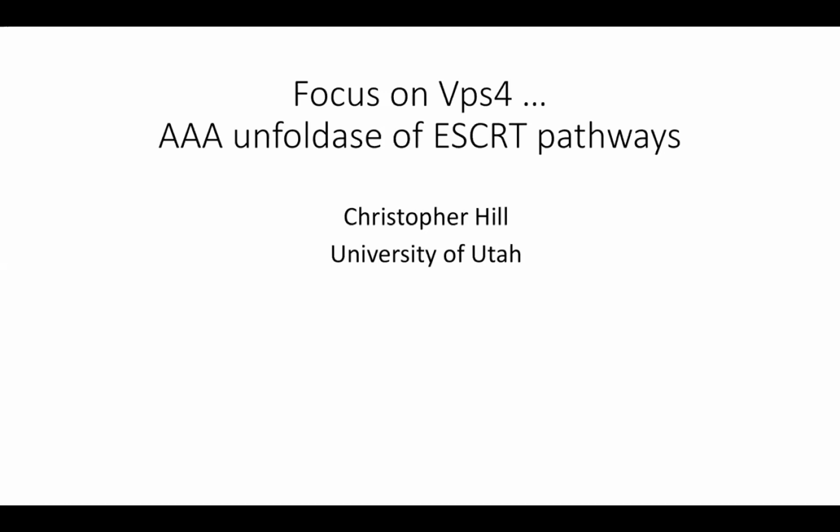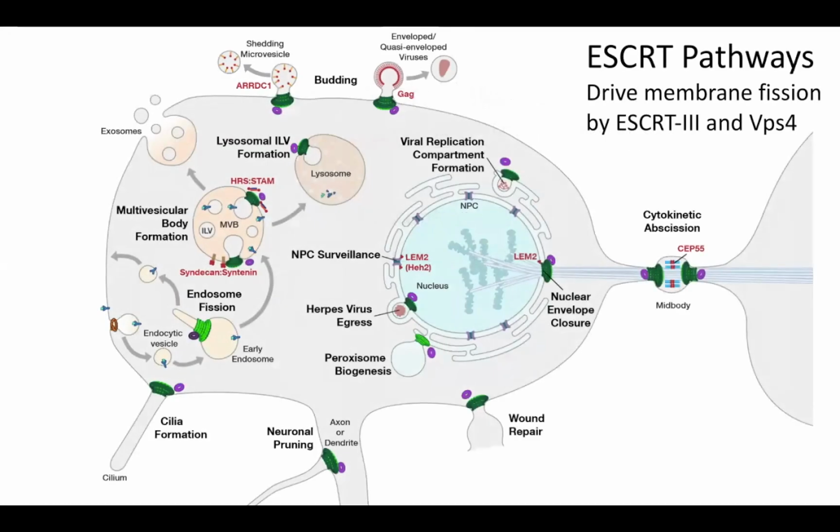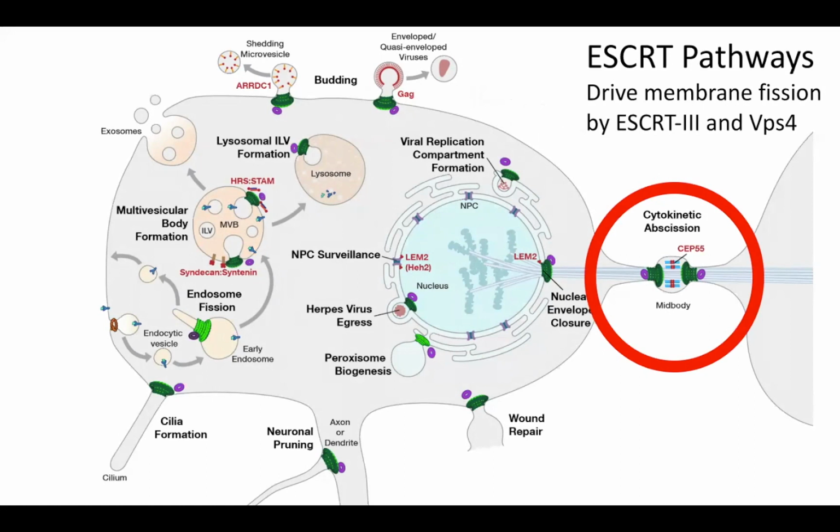So, what are ESCRT pathways? There are many ESCRT pathways, and what they do is drive membrane topology changes. The most ancient of these is probably the one circled here, which is the final stages of cell division, the pinching of the membranes off that sort of completes cell division. And all of these ESCRT pathways culminate in green polymers of ESCRT4.